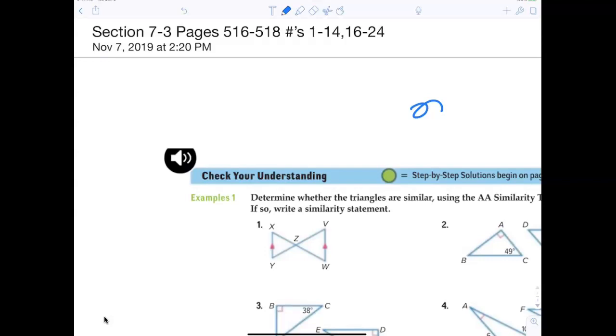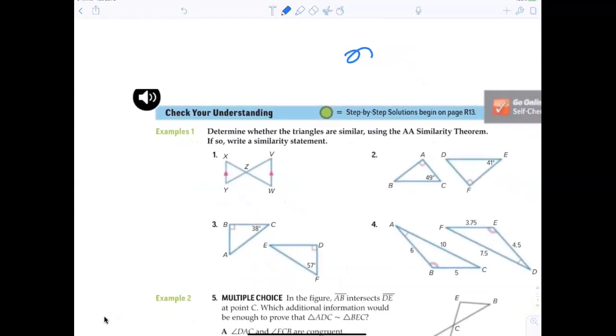Now let's try to get this done before we leave, so you don't really have any homework except to finish the IXL if you haven't done that.